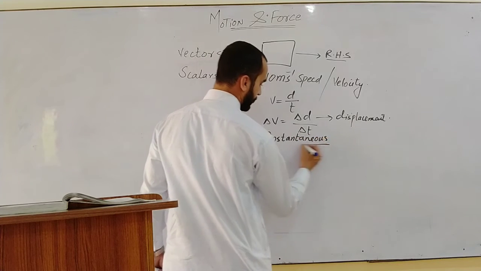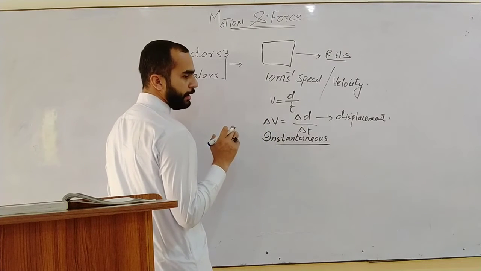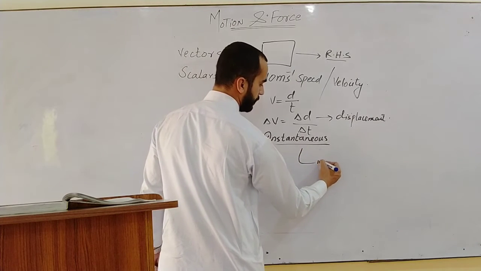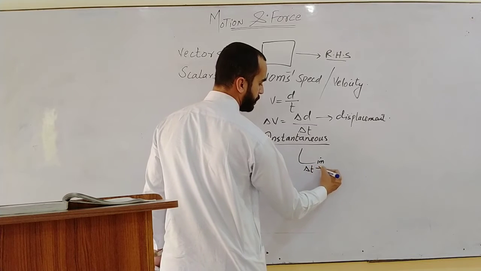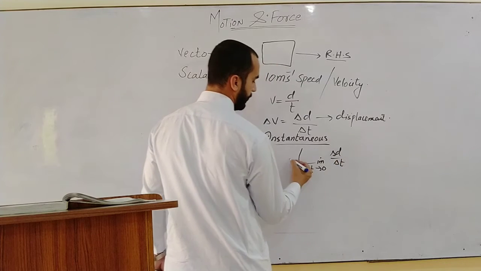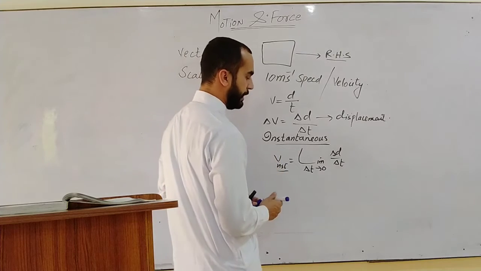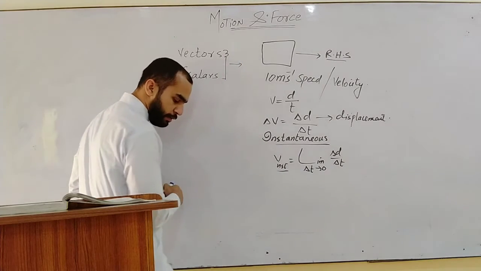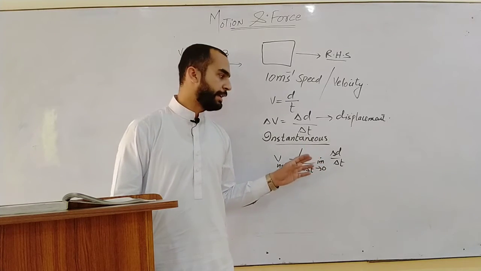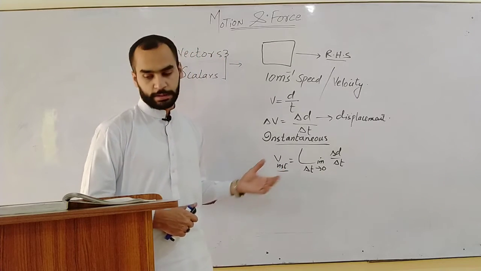Basically instantaneous means the measurement of any specific quantity at a very short interval of time, and it could be written as limit delta t approaches 0, delta d by delta t is equal to V instantaneous. So this is the instantaneous value of the velocity, and it could be defined as the amount of velocity at a very instant of time or at a very short interval of time, called instantaneous velocity.